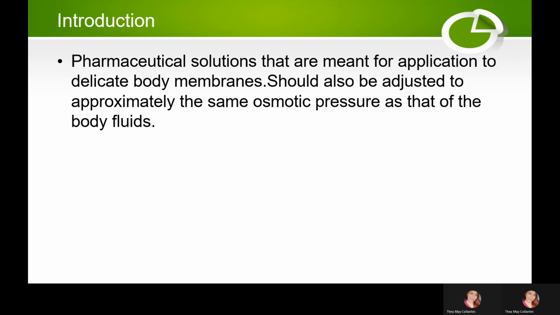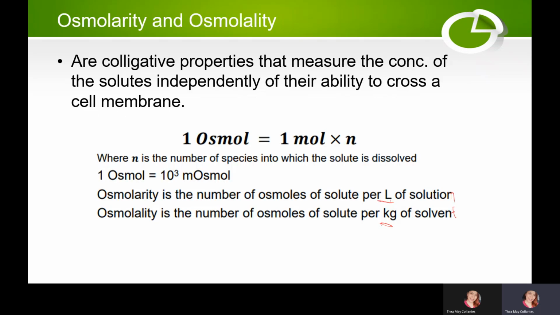So next. It should always be adjusted to approximately the same osmotic pressure as that of your body fluids. And guys, before everything else, your osmolarity and your tonicity should be differentiated. When we talk about osmolarity and osmolality, we are talking about the number of molecules present in your solution. So, how many of the sodium chloride dissociated in my solution? Overall, we are just calculating the dissociated particles with respect to the amount of your solution.